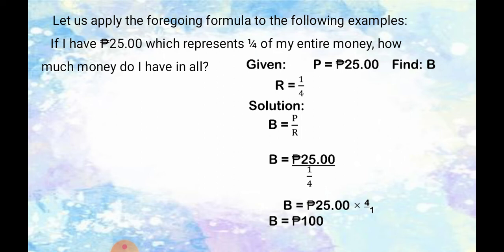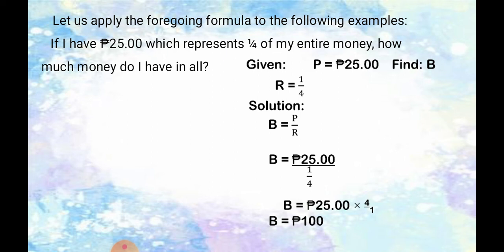Meron akong 25 pesos, which is ang 25 pesos ko na yan is that 1/4 lang ng aking kabuuang pera. Okay. Now, how much money do I have in all? Okay, first is we will have to identify the given. The given is that P is equal to 25.